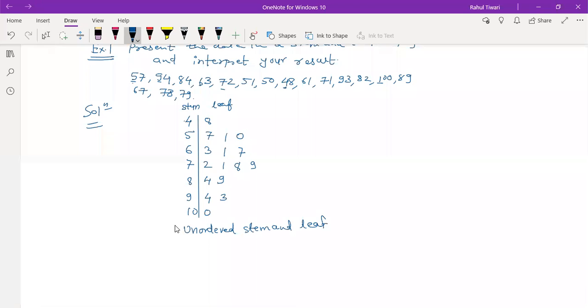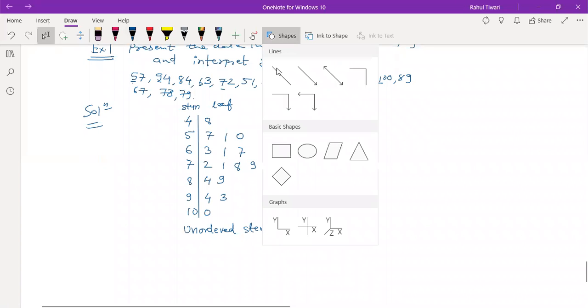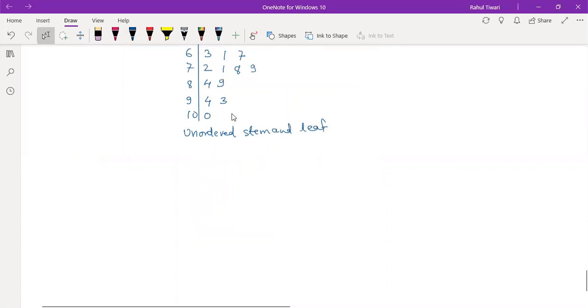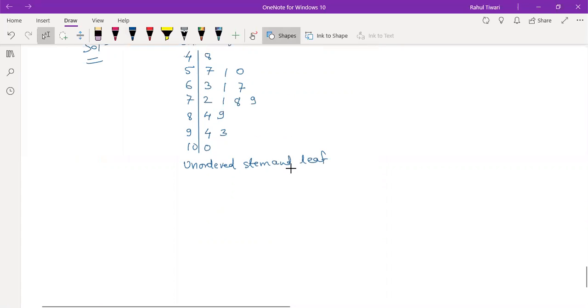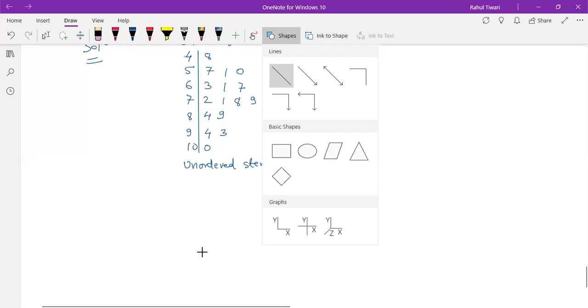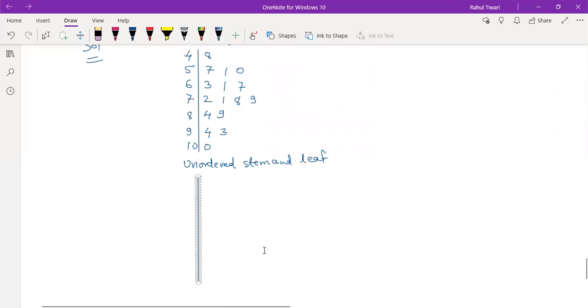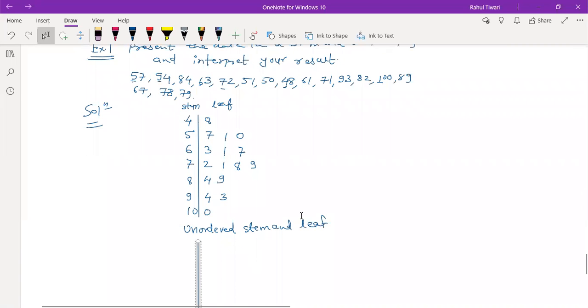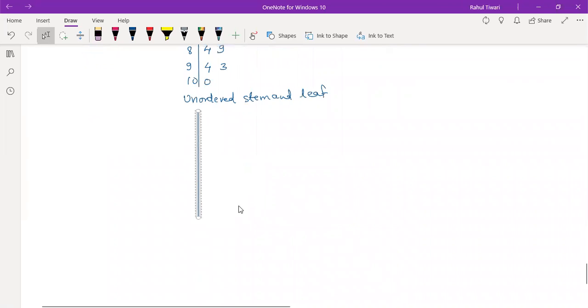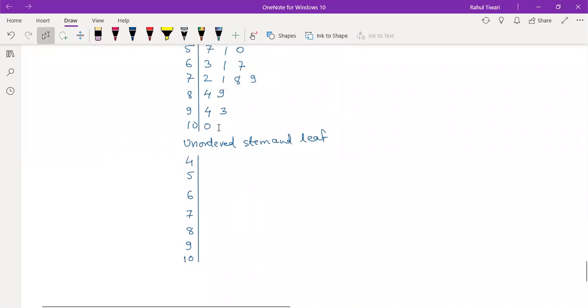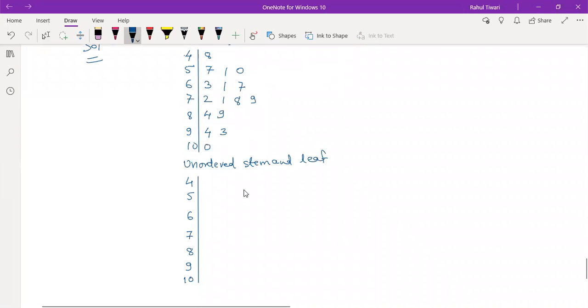But I have to make it ordered. So what do I have to do? Again I will prepare the same thing, same data, like this. Now see what I am writing: 4, 5, 6, 7, 8, 9, 10. First one is 48, I will write 48 here.